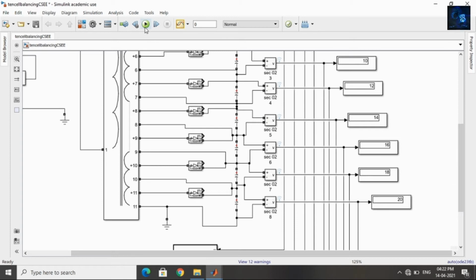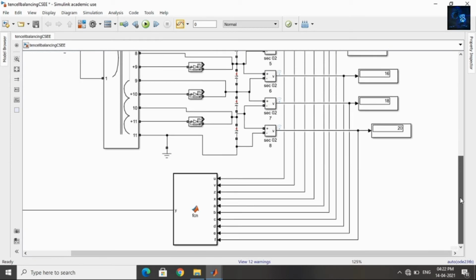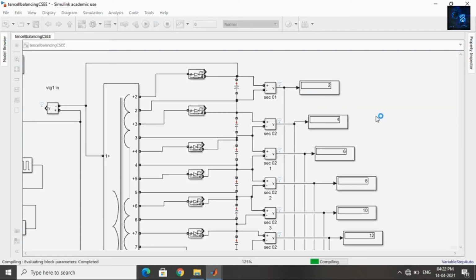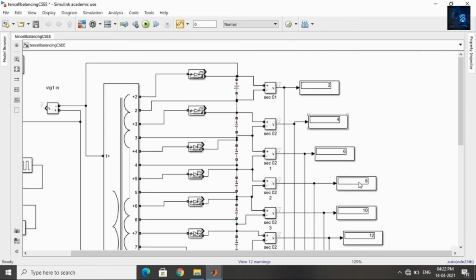Now I will run this model. After running, the voltage across each cell will become equal. And here is the MATLAB function. You can see values of voltage in this display. Sorry, first I need to set the time. I will keep it infinity. Now you can see the voltage values. Cell 1 voltage will increase because it was low. It was 2 volts.